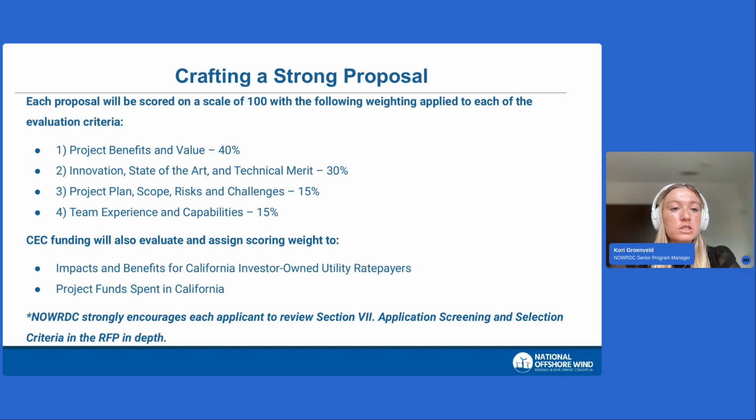Then 2 looks at innovation, state of the art, and technical merit. Does the proposal identify a problem fully aligned and essential to the advancement of one of the identified technical challenge areas? Has the proposer demonstrated insightful understanding of the current state of the art relative to the challenge area, etc.? Then 3 is project plan, scope, risks, and challenges.